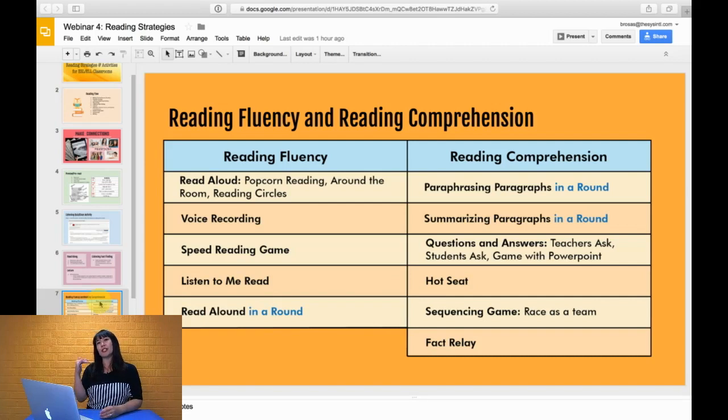So you need to structure summaries, or the way of summarizing, and help them understand how to put things in their own words to then make a summary that's more concise of what the reading is really about. Again, in a round, it works the same way.